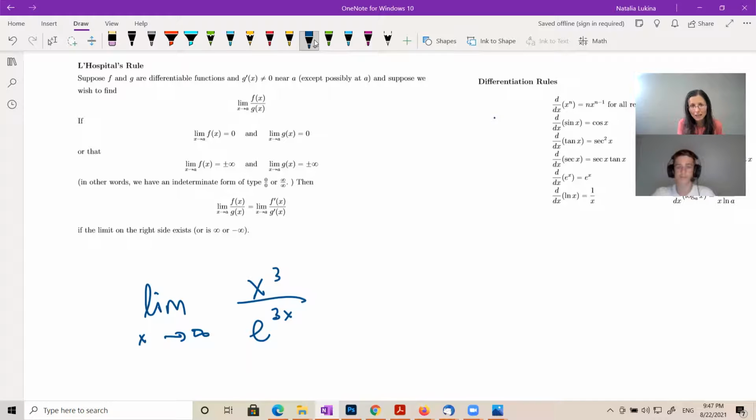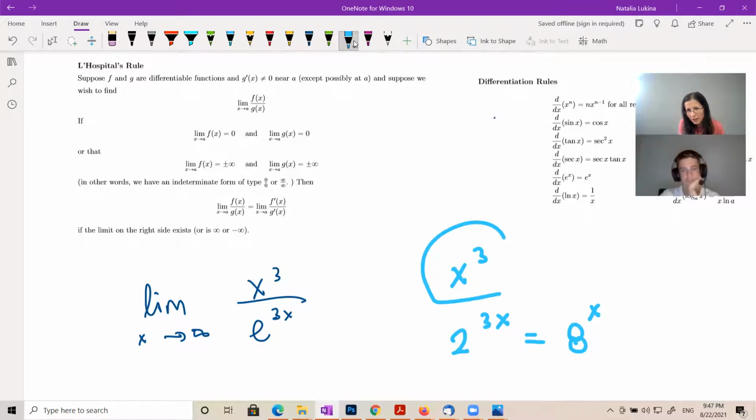All right, so here we have x to the third and some number to the power of 3x, which is an exponential function. Which one do you think will grow faster as they go towards infinity? The numerator will be x cubed and the denominator, even if I make e smaller, it will be like 2 to the 3x, which is 8 to the x. I'm underestimating it, right? What grows faster, x cubed or 8 to the power of x, if we are talking about really big numbers?